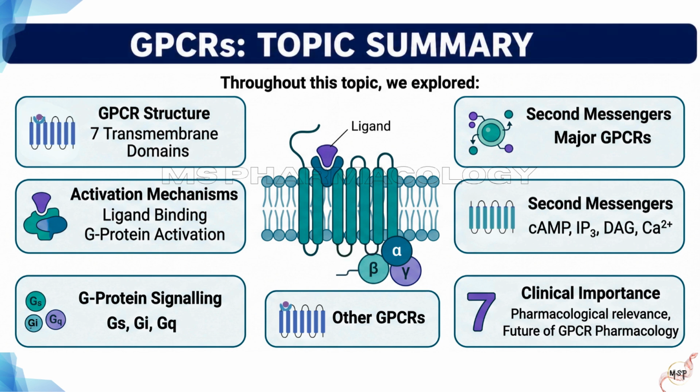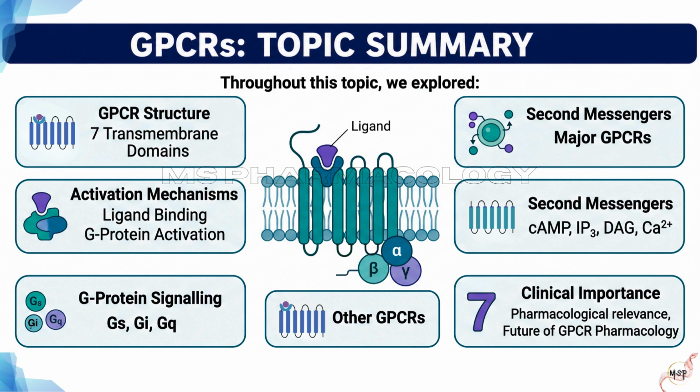With this, we have completed our discussion on G-protein-coupled receptors. Throughout this topic, we explored GPCR structure, activation mechanisms, G-protein signaling pathways, second messengers, the major GPCR families, their clinical importance, pharmacological relevance, and future therapeutic advances.